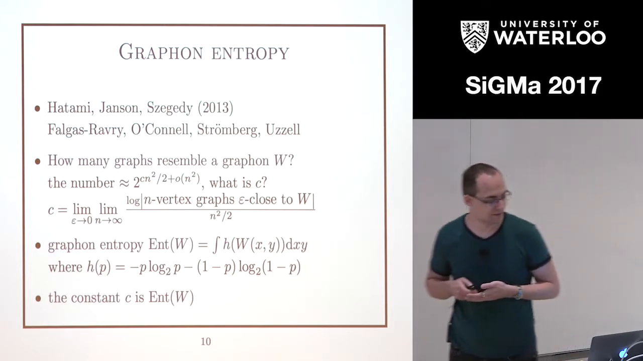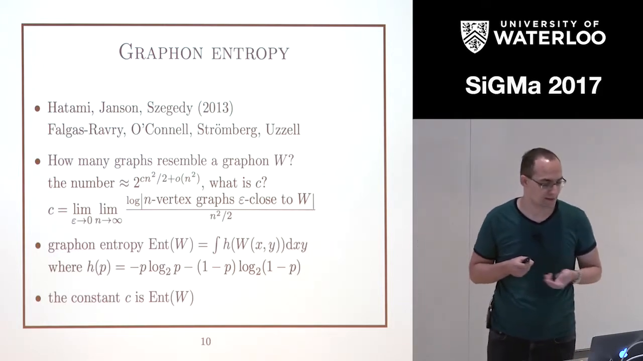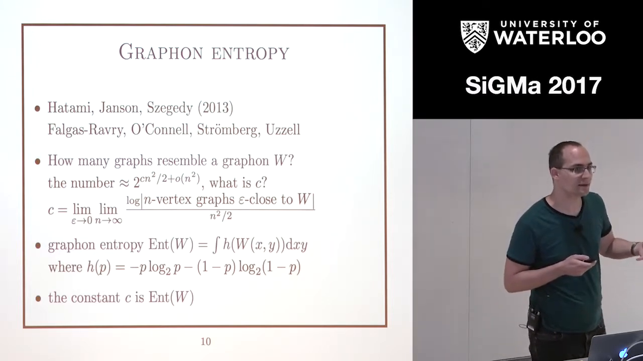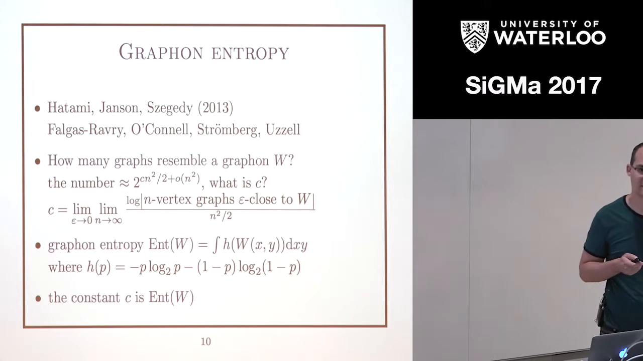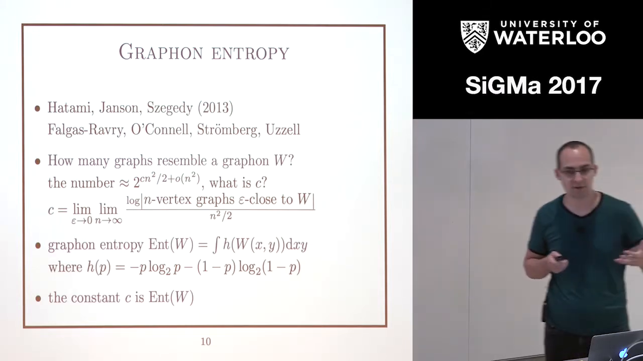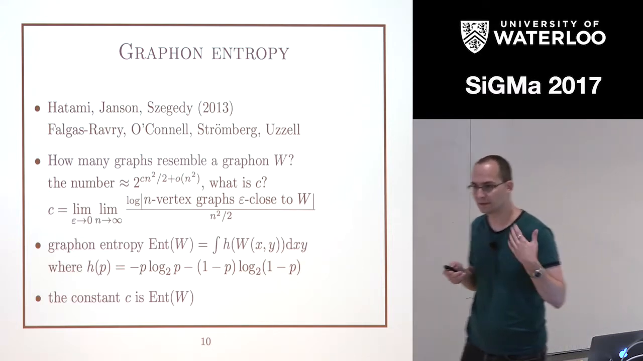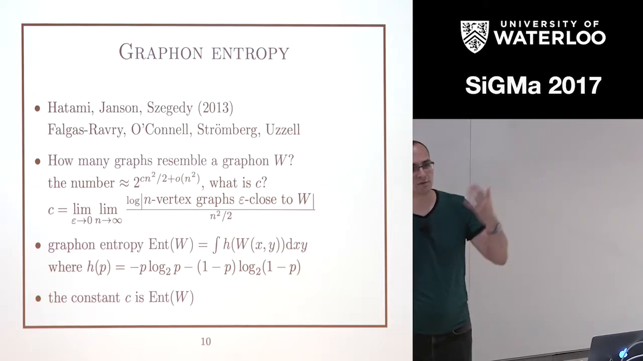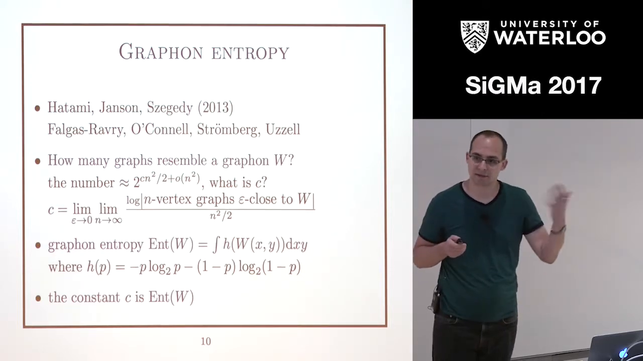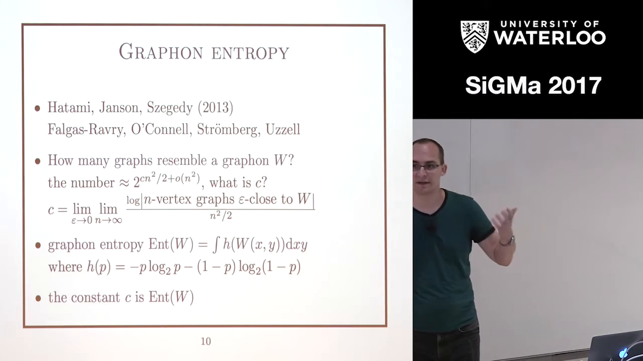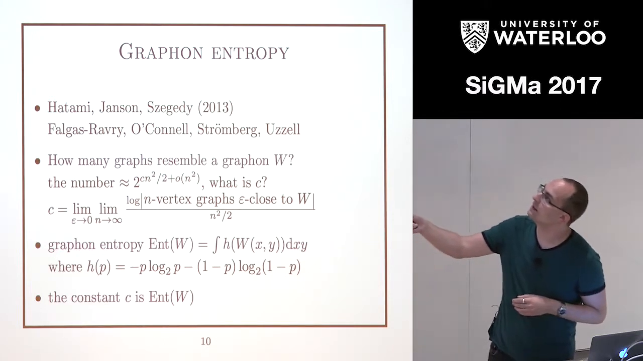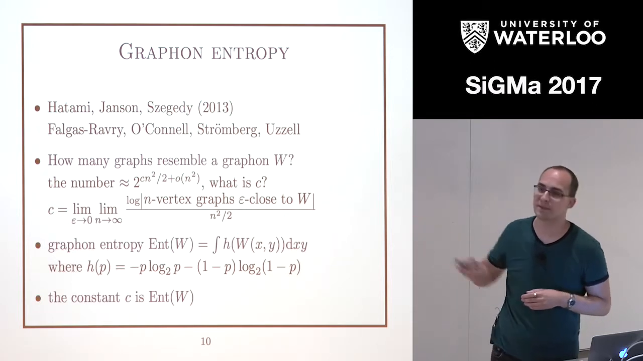Another application or another result I want to mention is the result about GRAPHON entropy. The idea behind it is that I want to answer the question of how many graphs are similar to a particular GRAPHON. So the total number of graphs, let's say I don't look at isomorphism, let's say I'm looking at labeled copies of graphs, is 2 to the n choose 2, because I can decide freely about each edge whether I include it or not. So what I'm interested in is determining this constant C that appears in the exponent.